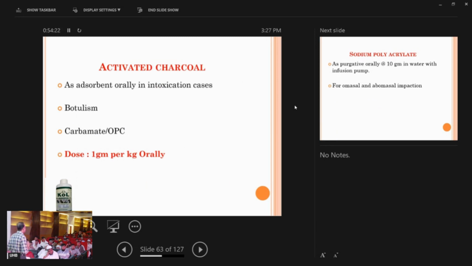Activated charcoal acts as a universal antidote in case of any intoxications like botulism, carbamate, or OPC poisoning. The dose is 1 gram per kg body weight. Nowadays, many commercial preparations are available, in powder form and also liquid form. So whichever is available, you can use. It absorbs the toxins, and 4 hours after administration of activated charcoal, give a purgative so that the toxins will be eliminated. That is the ideal one.